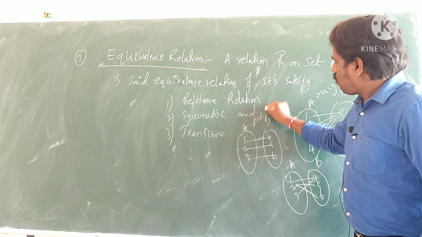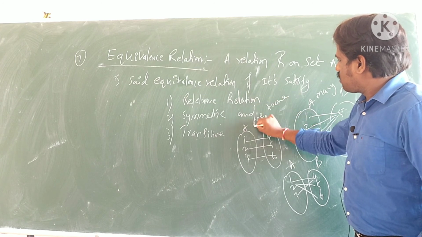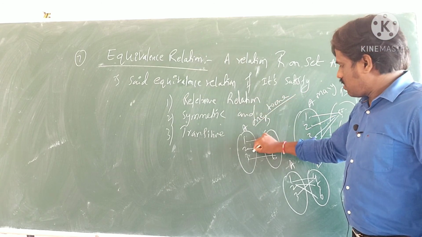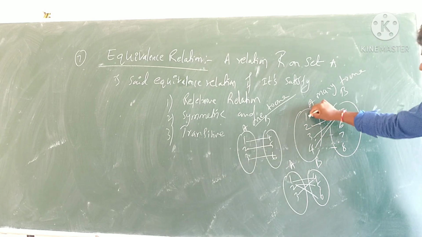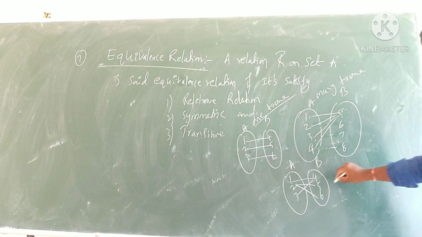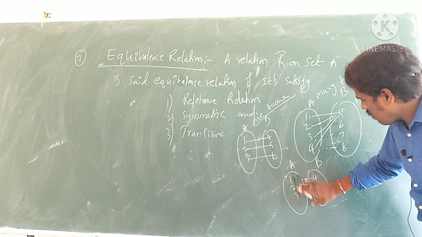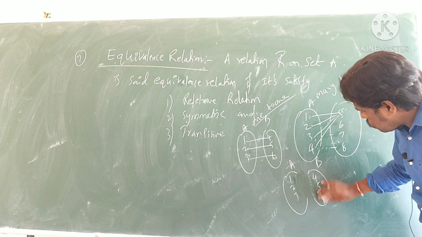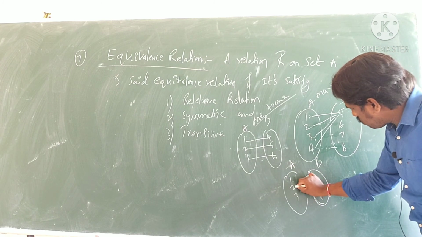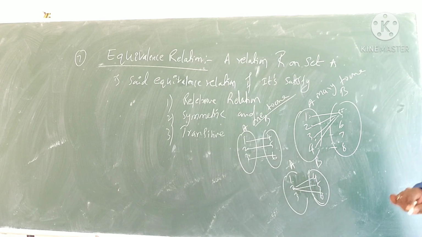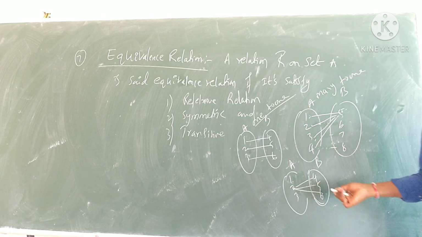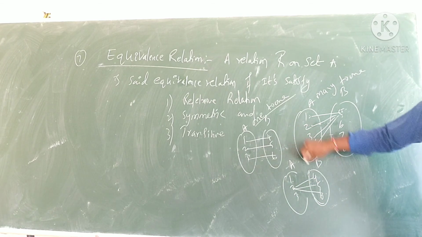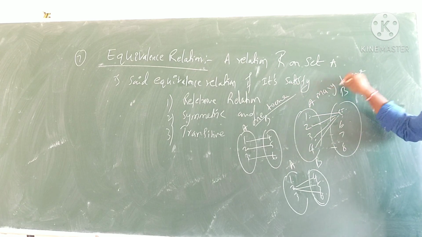This is 1 to 1. This is called 1 to 1. This is called many to 1 and 1 to many. Suppose 2 to 4, 2 to 5, 2 to 6. So 1 to many. So this is 1 to many, 1 to 1, many to 1.